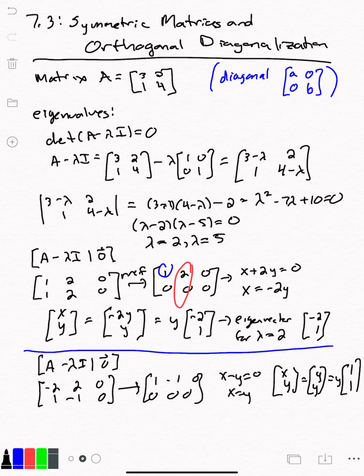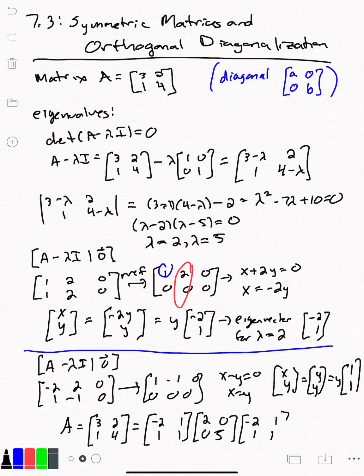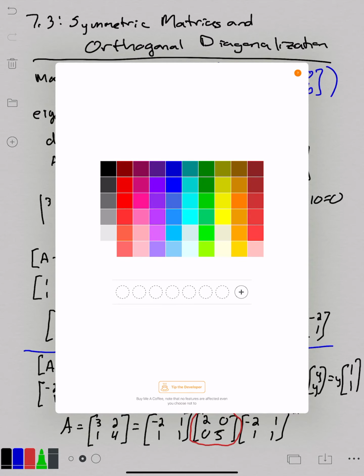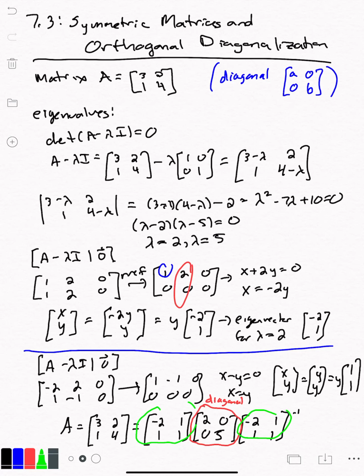And then the final thing that we're going to do here, this is why it's called diagonalization, is it turns out that you can check this yourself, that the matrix A, which is 3, 2, 1, 4, is going to give you the same answer as the matrix negative 2, 1, 1, 1 times the matrix 2, 0, 0, 5 times the inverse of this matrix here. You notice that this middle part is diagonal. And also this matrix here is the same as this one, just with an inverse on it. We usually write this as P, D, P inverse, where D is the diagonal and P is the matrix that contains the eigenvectors. And this is what we call diagonalizing a matrix.